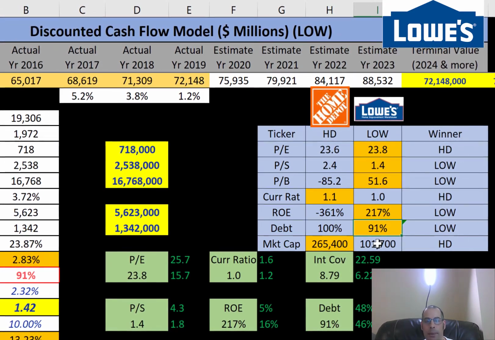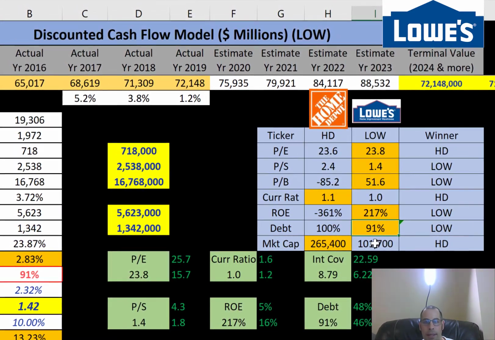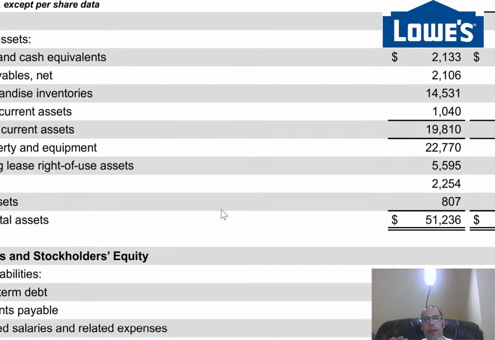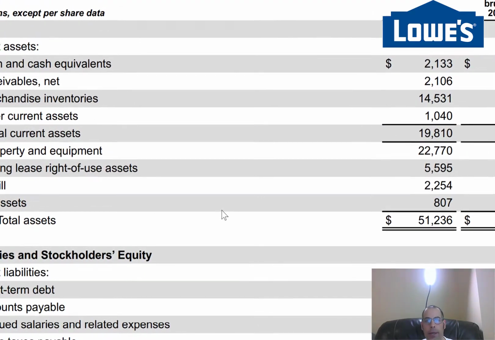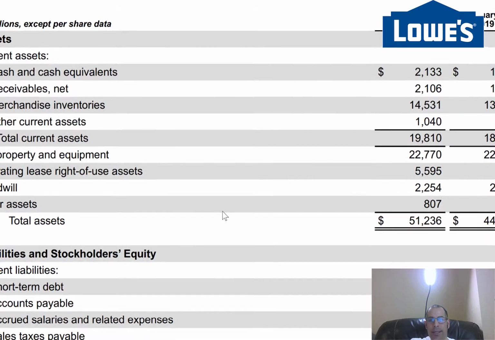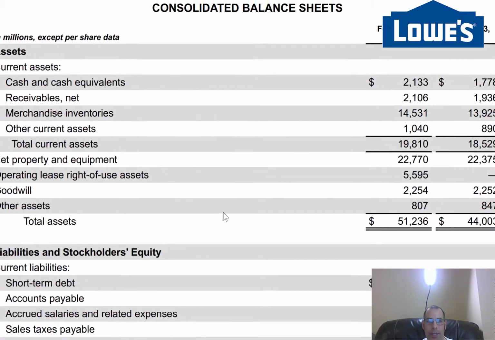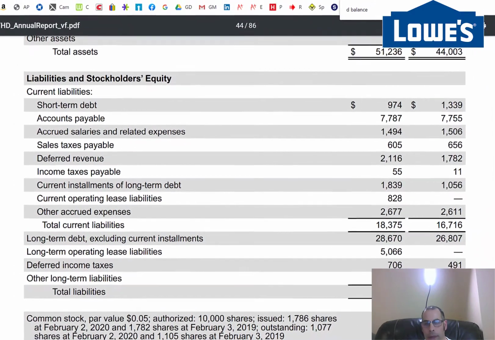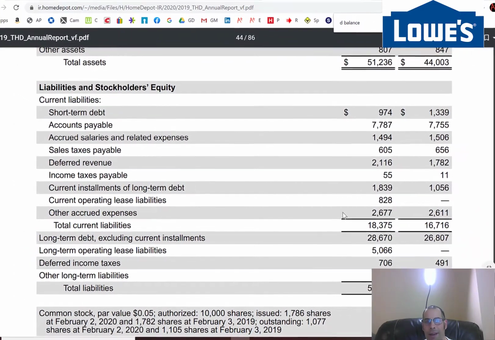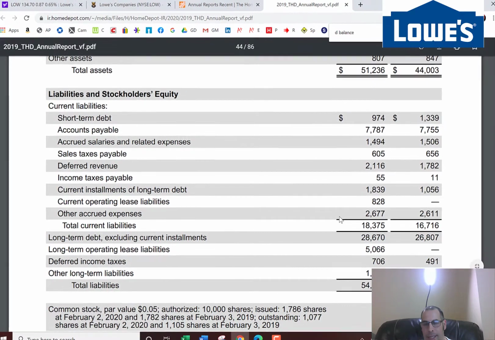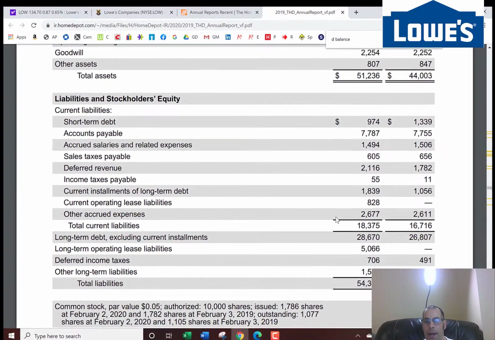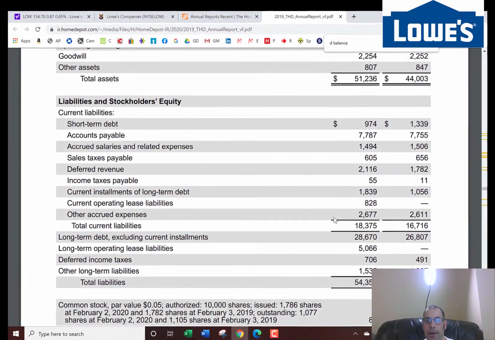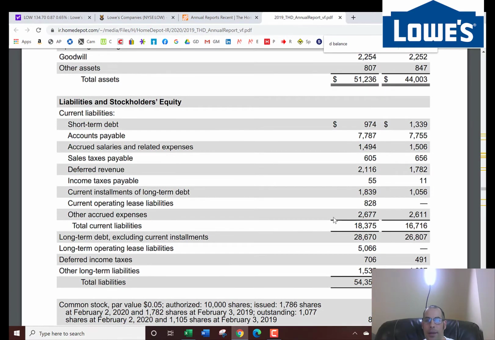Why does Home Depot have negative equity? Let's look at their balance sheet. So we need to go to the 10-K to look at Home Depot's balance sheet, because if you go to Yahoo Finance, they don't really provide all the information. They have assets of $51 billion, they have liabilities of $54 billion. You generally don't want assets less than liabilities. It's kind of like owning your house and it's worth $100,000, but your mortgage is $120,000.